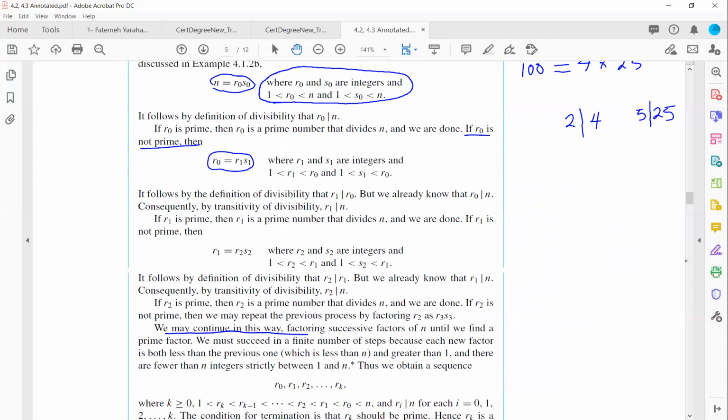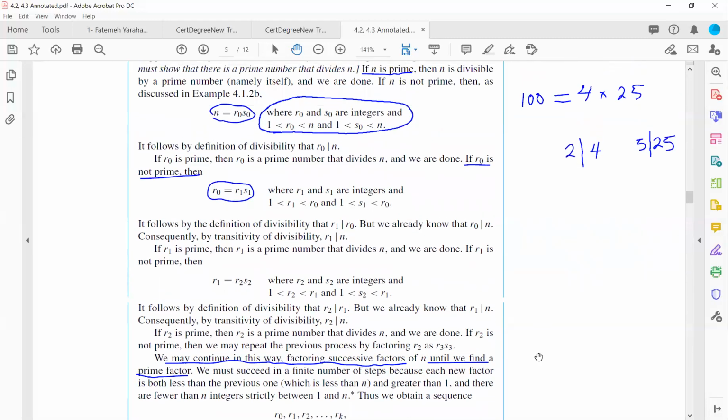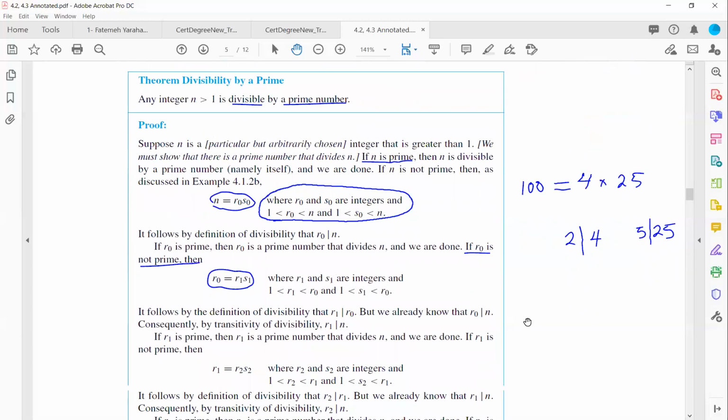We keep factoring these numbers until we find a prime factor. You have a sequence of numbers, R sub 0, R sub 1, R sub 2, and you have to stop somewhere. It means that any number, any integer greater than 1, is divisible by a prime number.